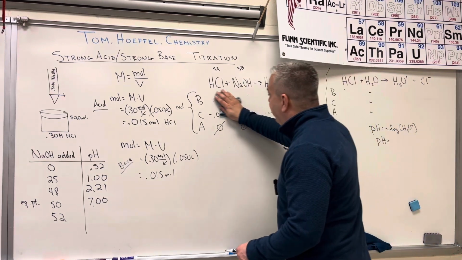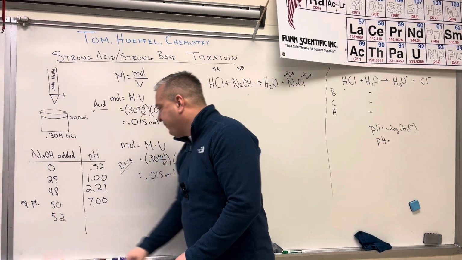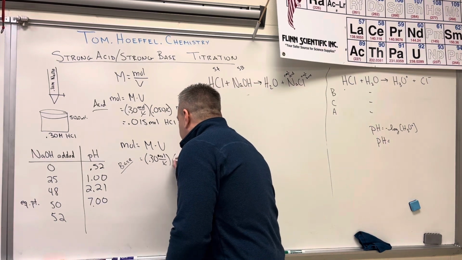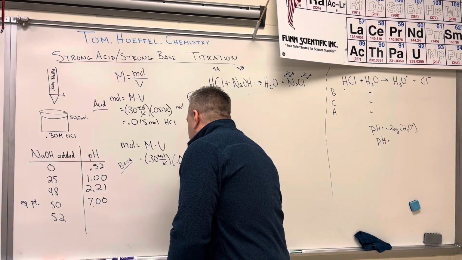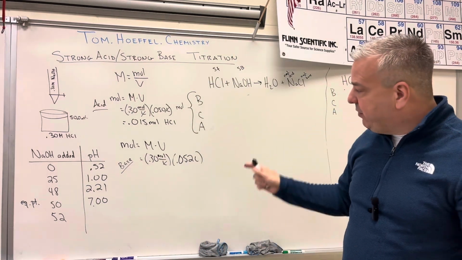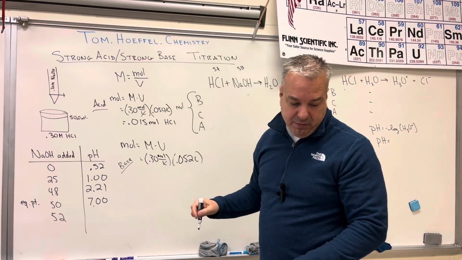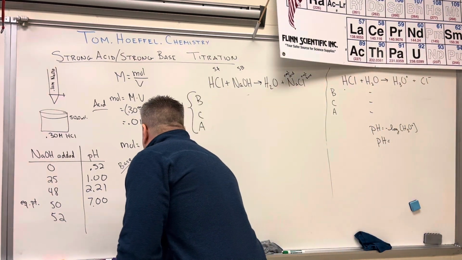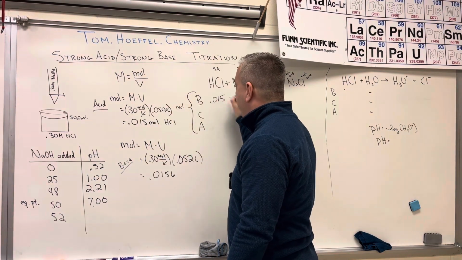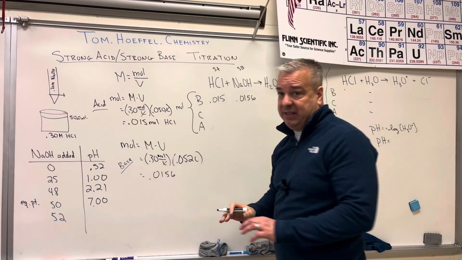Last problem, okay, and that's going to be when we go past the equivalence point. So that's after 52 milliliters have been added. So let's go ahead and put in our 52 milliliters, which is 0.052 liters, okay? And when you multiply those two numbers together to get the amount of moles, you end up with the amount of moles being equal to 0.0156. So the acid is still 0.015, but now my base is 0.0156.